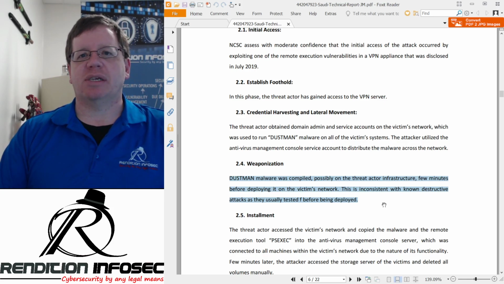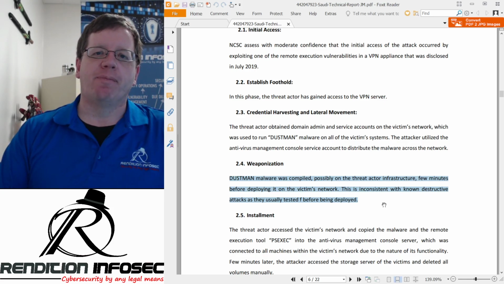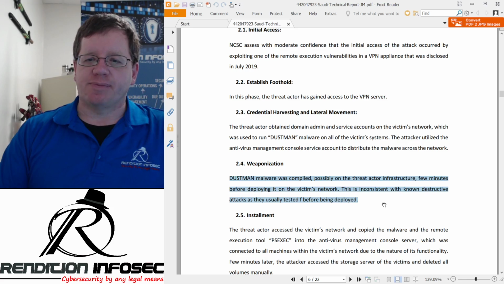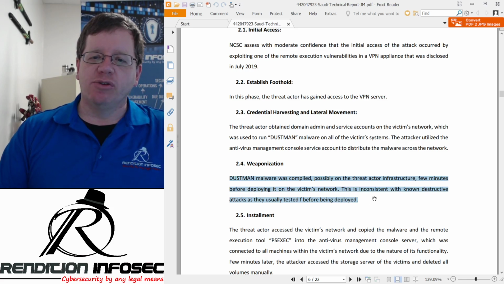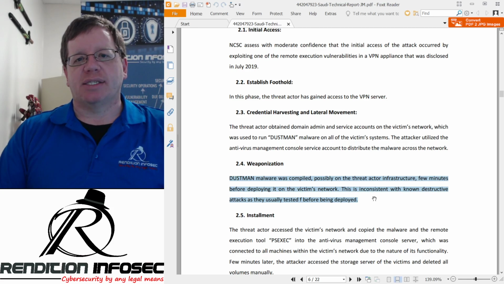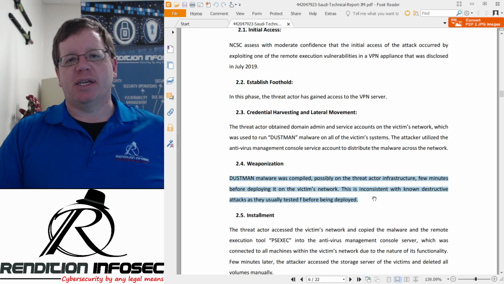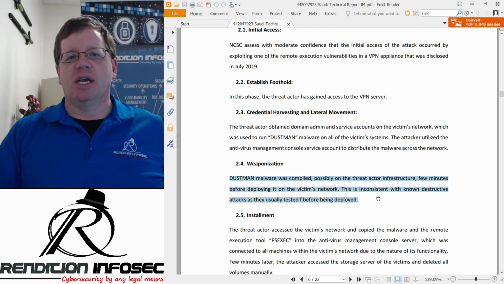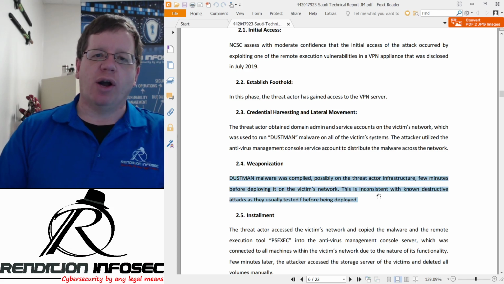At this point, if it's a custom compile or a one-off compile, there's obviously not a known MD5 sum or known SHA-1 or whatever floating around for this. Again, fairly inconsistent with normal destructive attacks, because usually tools are tested before being deployed. Now, I think it's worth noting that zero clear itself has been extensively tested, and if Dustman is merely a new build of this or modification of this, it's likely the testing has already happened as well.